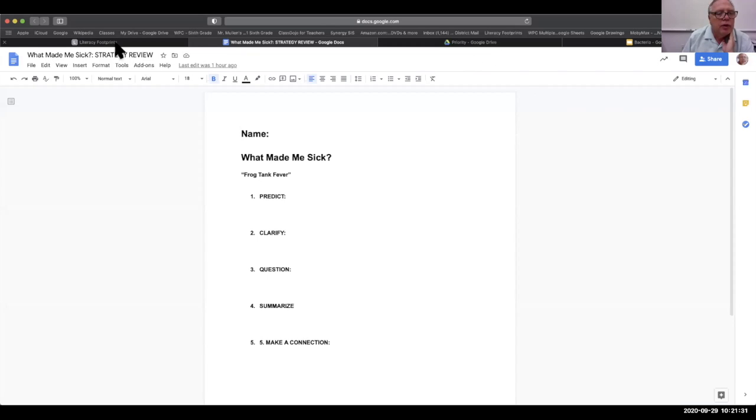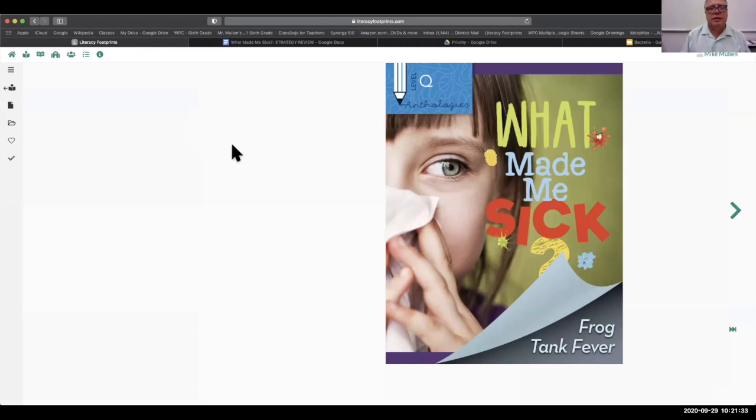And I'm going to come to literacy footprints. What made me sick? And we're talking about frog tank fever. While we reread this, we're going to review some of the strategies that we've used so far.